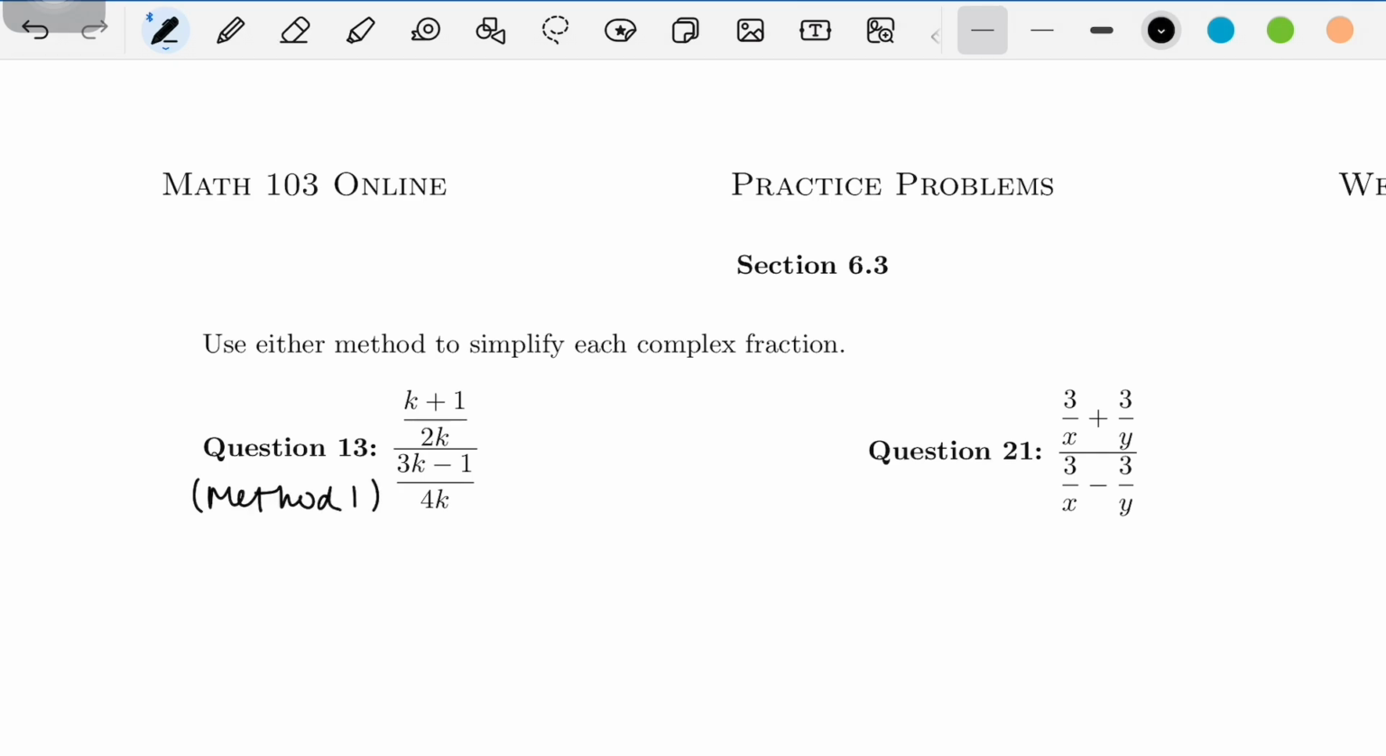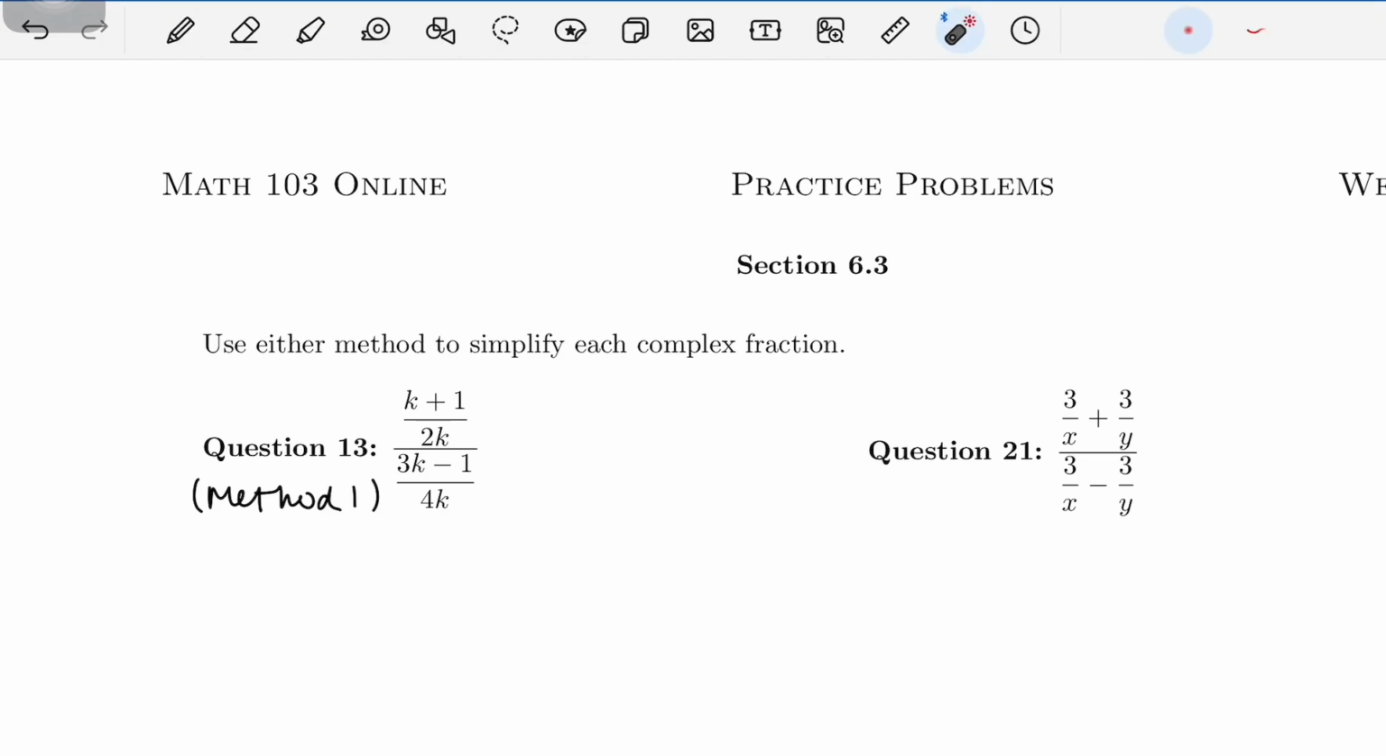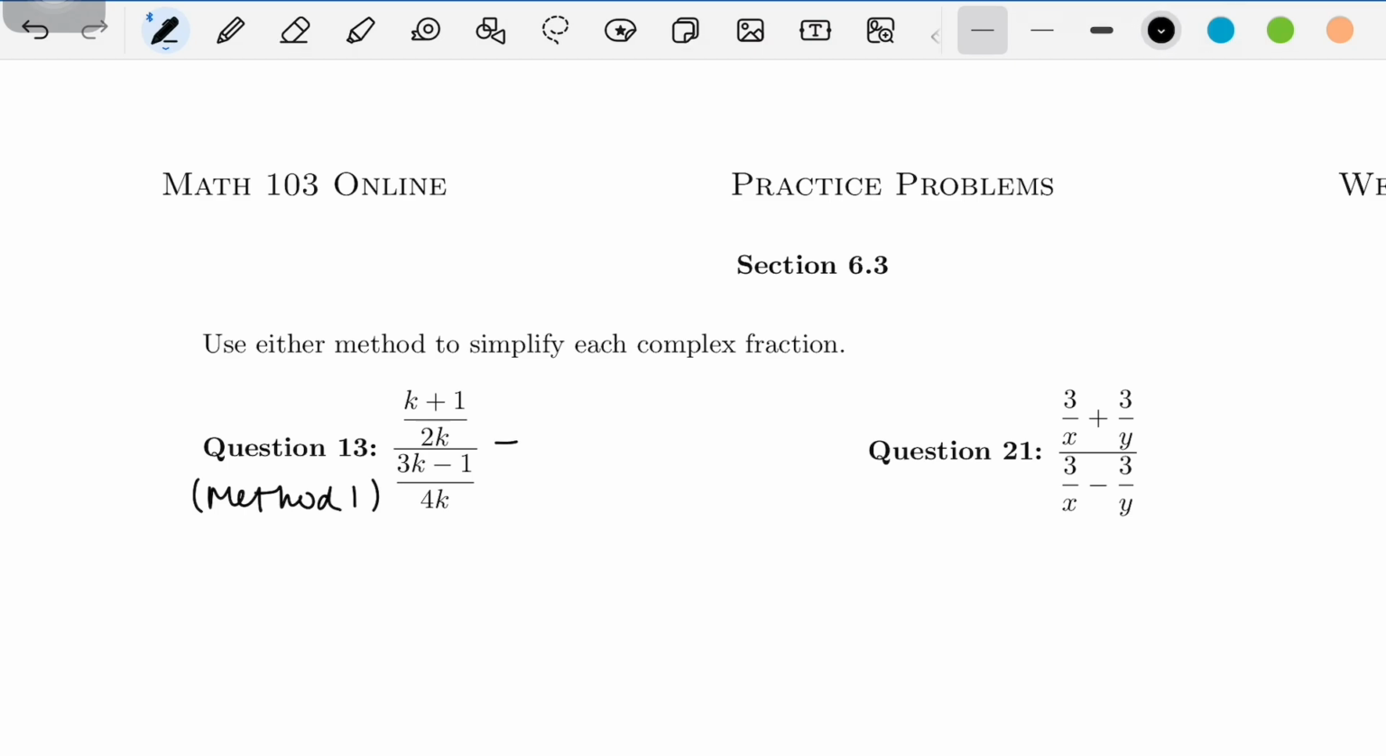To use method 1, the first thing that we're going to do is simplify the numerator and denominator of our complex fraction separately, and then we'll multiply this fraction here by the reciprocal of this fraction, which is what we do when we're normally dividing fractions. Now for this specific example here, the numerator and denominator are already fully simplified, so there's nothing we need to do there. We can jump to the next step where we're going to multiply by the reciprocal.